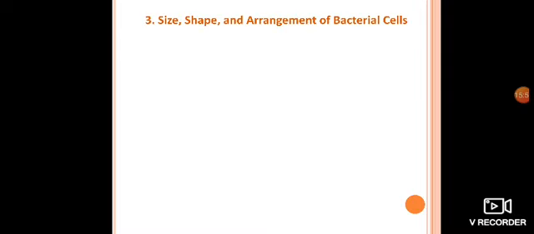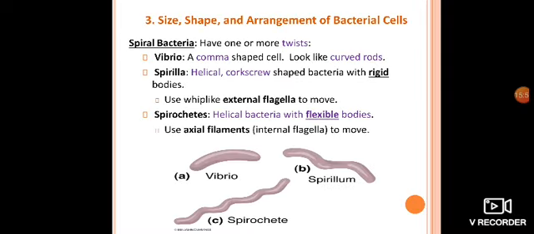Now the next, the third point, is spiral bacteria. These bacteria have more of a twist structure. On the basis of that twist structure, they are again divided; first, into vibrio. It is a very common shape. It looks like a curved rod, a bent rod. In the first diagram, we can easily observe the vibrio.